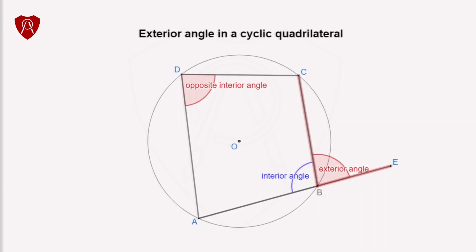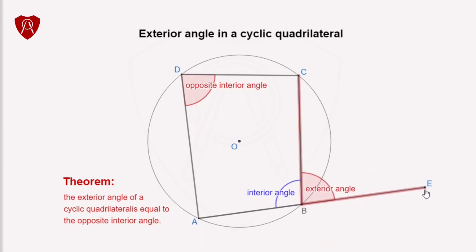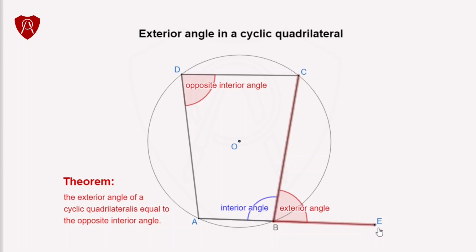Theorem: the exterior angle of a cyclic quadrilateral is equal to the opposite interior angle. Quite honestly, any question that requires this theorem can actually be answered with only the previous theorem on the opposite angles in a cyclic quadrilateral. But anyhow, now you have an extra tool in your toolbox of circle theorems.